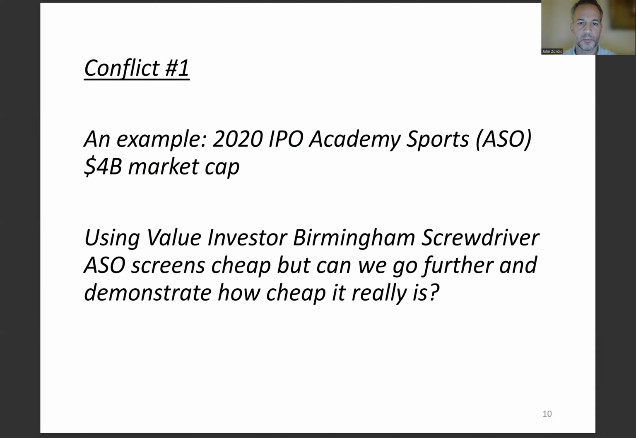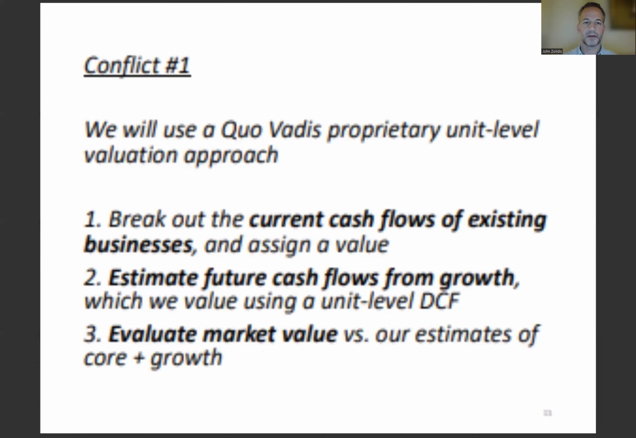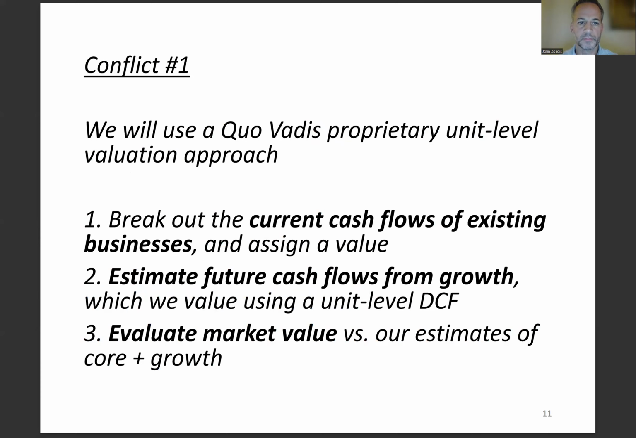To clarify this a bit, we're going to go through a company that I've been following since it came public, which is Academy Sports. Academy Sports is a $4 billion market cap sporting goods retailer based out of Texas. And even today, it still looks pretty darn cheap. But in my process, we're going to discuss a way to back that up with a more in-depth analysis of the business, which I'm going to go through in a kind of overview.